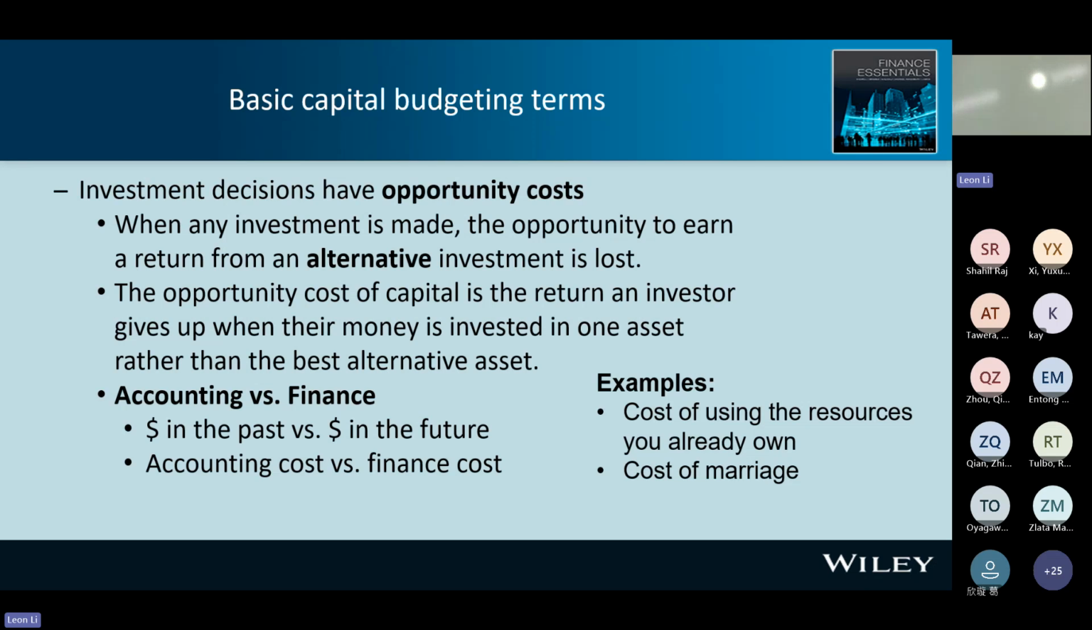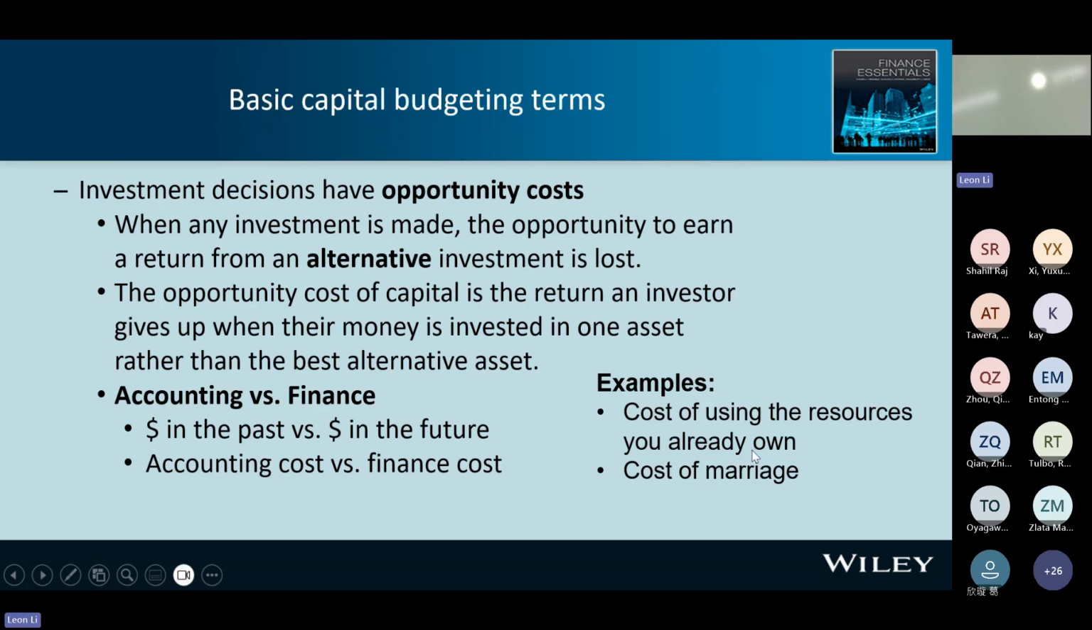The second, when we do the capital budgeting, the investment decision has opportunity cost. When we do the project valuation, we need to consider opportunity cost. That means when any investment is made, the opportunity to earn a return from alternative investment is lost. All right. The opportunity cost of capital is a return an investor gives up when their money is invested in one asset rather than the best alternative asset. Right. So here I like to highlight the cost of using the resources you already own.